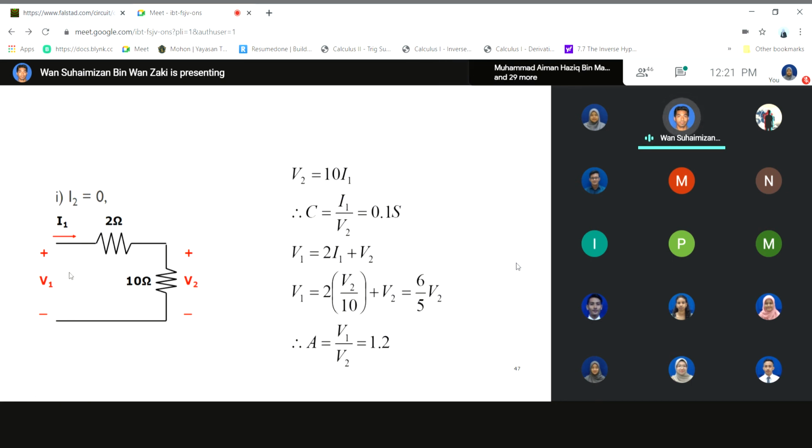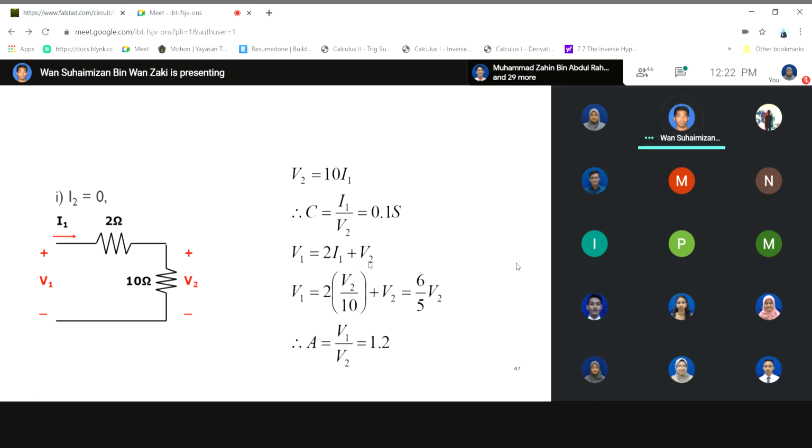So when you do this analysis, to get the C parameter, it refers to I1, the ratio between I1 and V2. So how to get this I1 and V2? You see that V2 equals 10 I1. So I1 over V2 will be 0.1 Siemens. So you need to determine this ratio, I1 over V2, in order to get the C value.